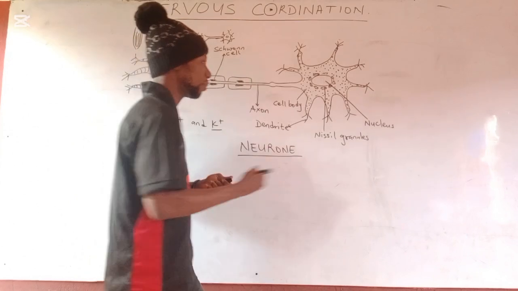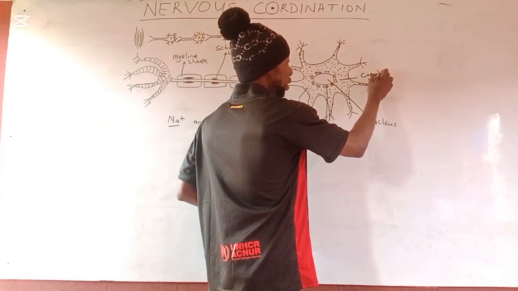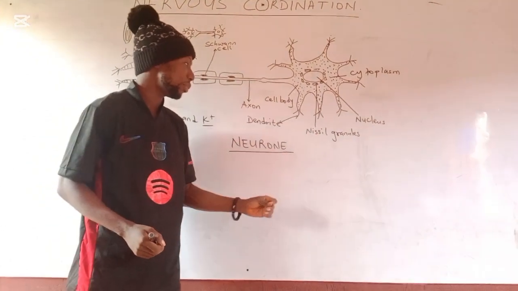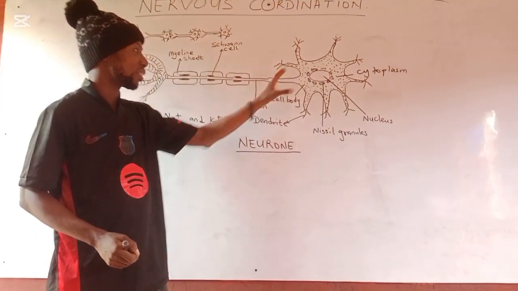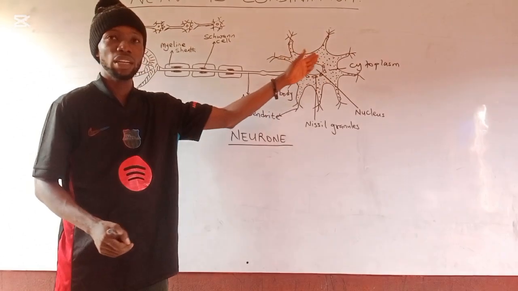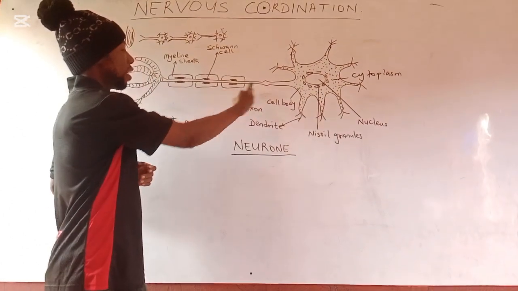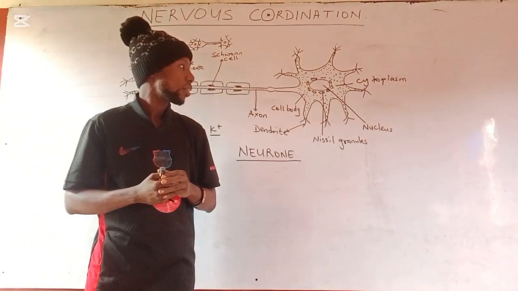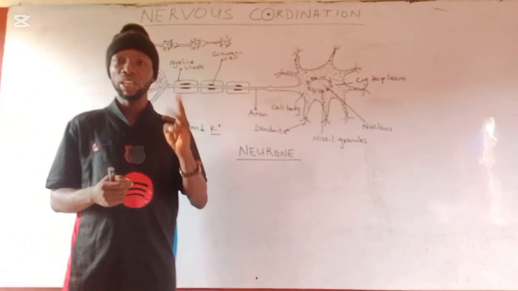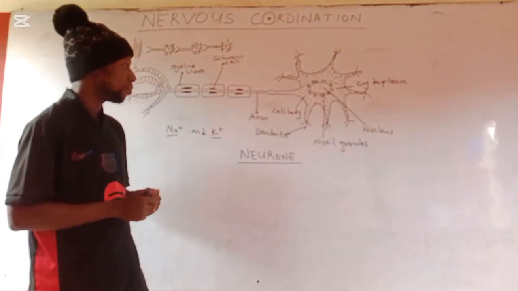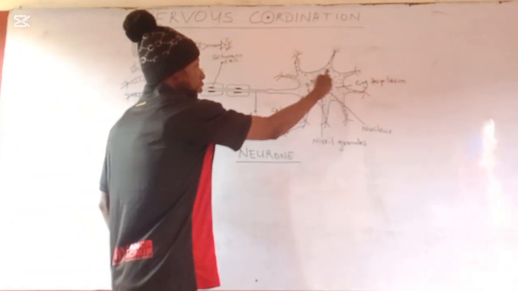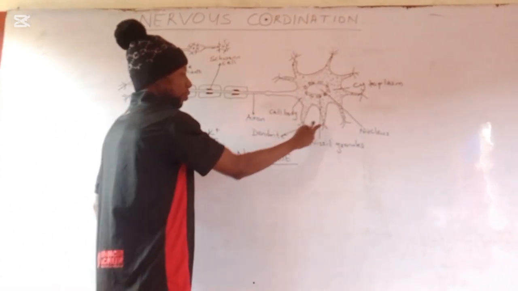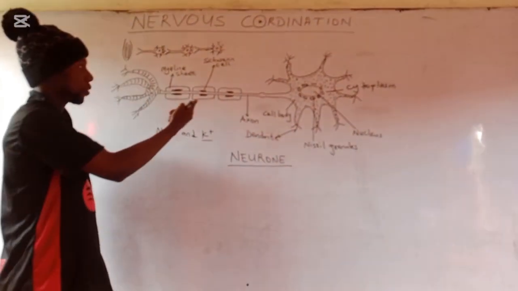This is the cytoplasm. Okay. We have the granules. We have the cell body. This whole structure here is the cell body. Then we have axon. We have dendrites. We have the axon terminals. Now, the three most important structures of this diagram are the dendrites. You can see the dendrites. Then the axon.